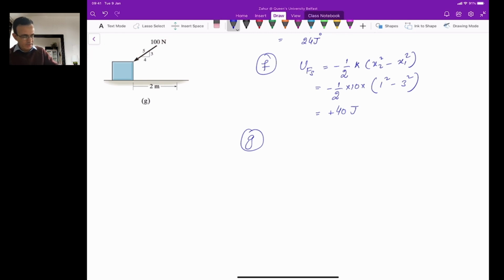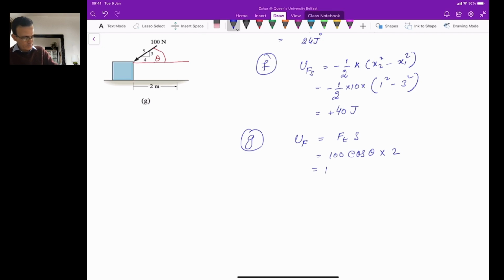So in this case, obviously we know that UF, which is the work done by this force, is equal to Ft into S, which is the tangential force times S, the displacement. And in this case, we can see that the tangential force is in the opposite direction to the displacement, which is 100 cos of angle theta, and angle theta can be this angle here, and S here is 2.